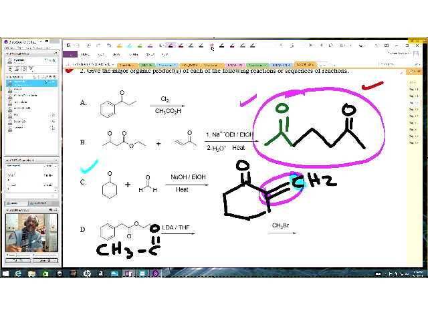I don't need to do that. Let me use this here. Okay, supposing I give you this molecule here, and I tell you to give me the starting material for this molecule using an aldol condensation reaction.